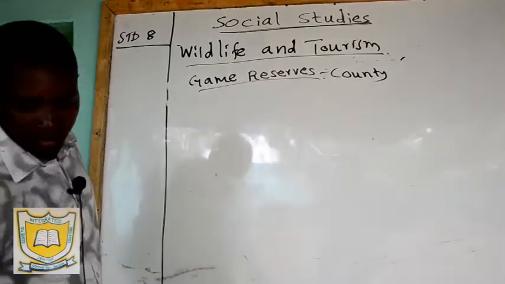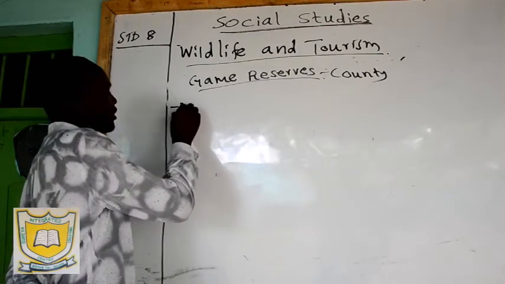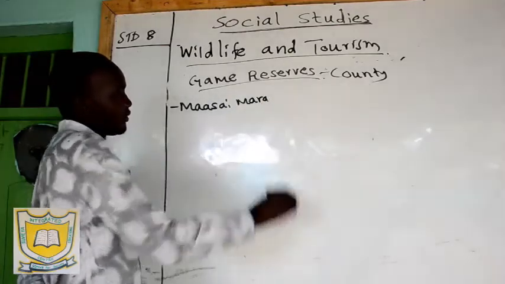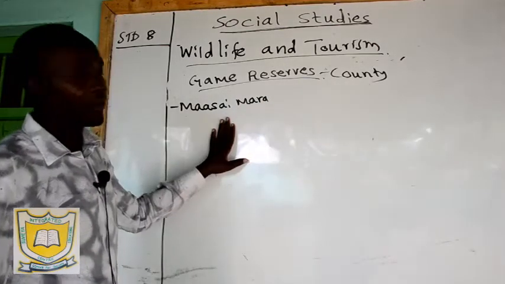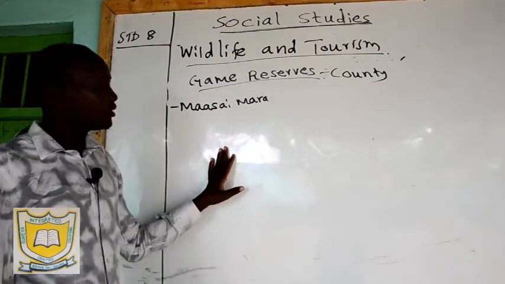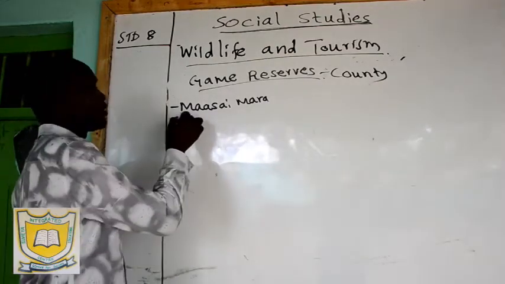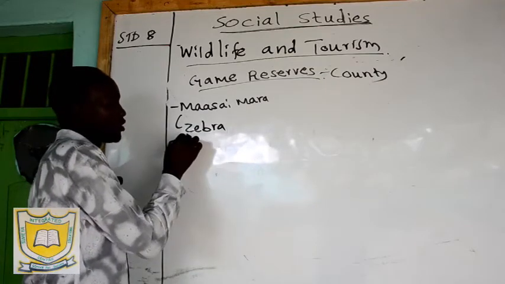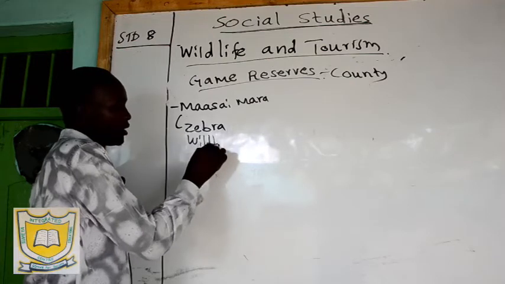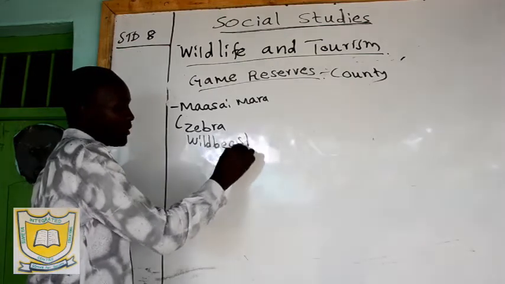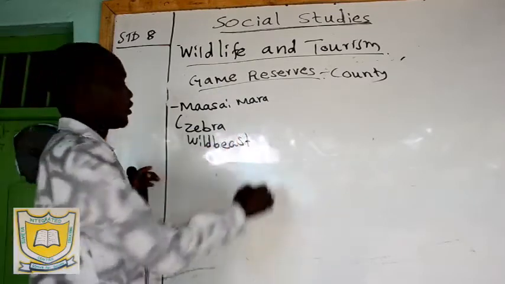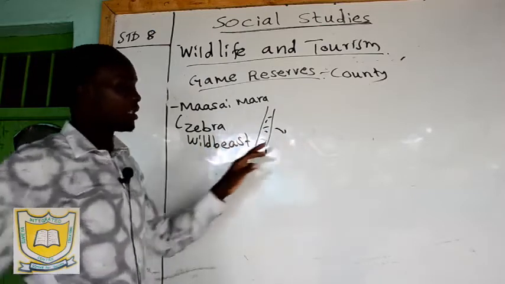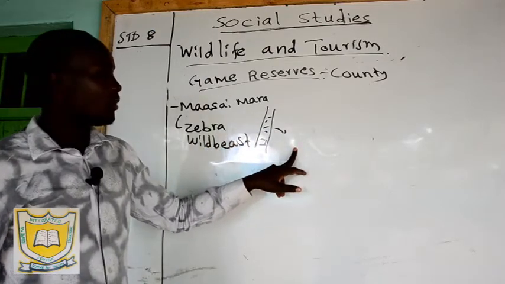So examples of game reserves in Kenya, we have what we call Masai Mara game reserve. This is one of the largest reserves in Kenya and even Africa. And if you go here, we have the major migration of zebra. Then we have wildebeest. There are millions of them. They migrate from Masai Mara, crossing River Mara here. Then they head where? Tanzania, to Serengeti National Park.